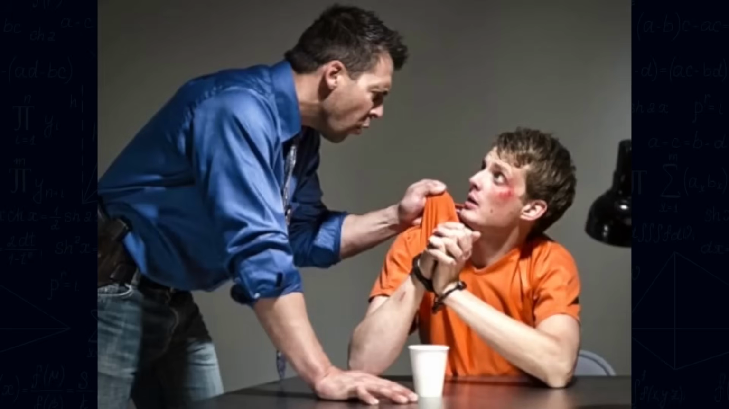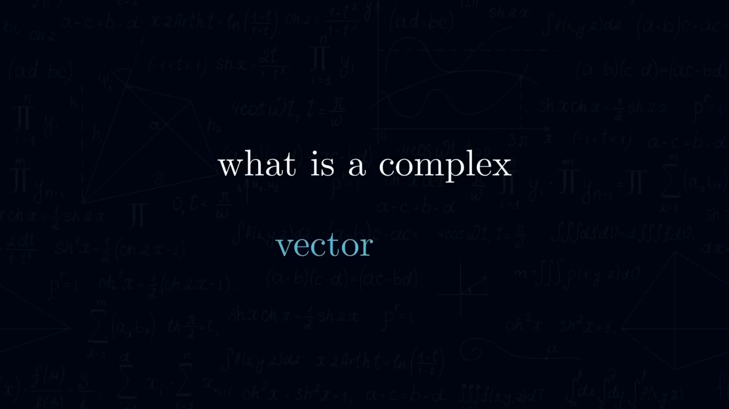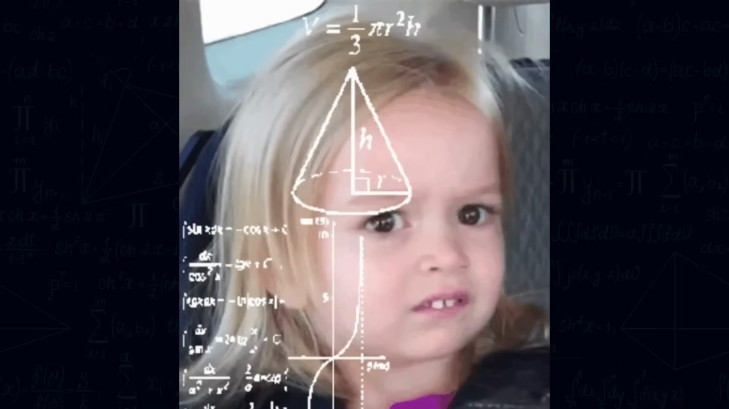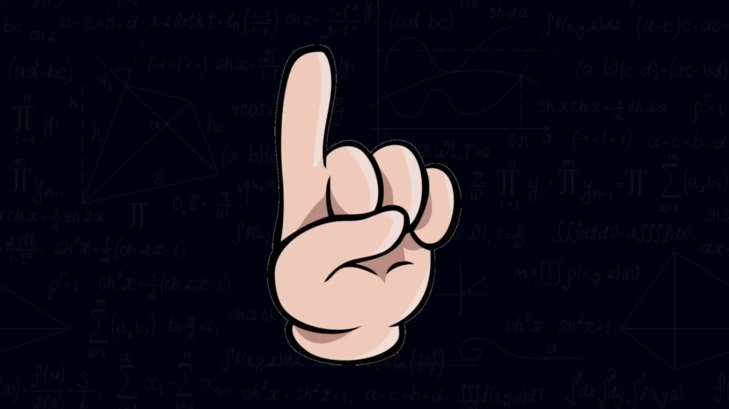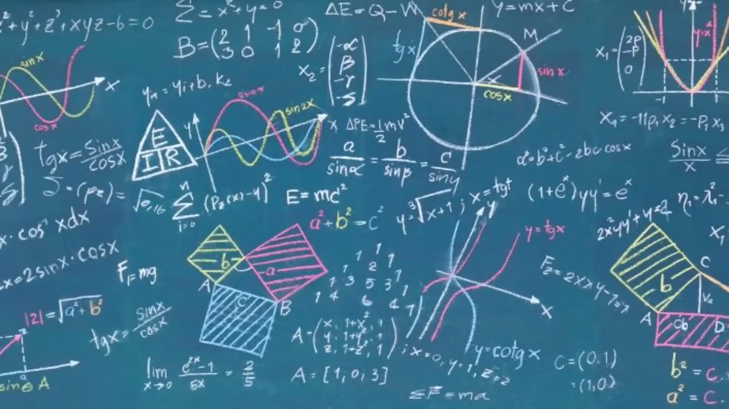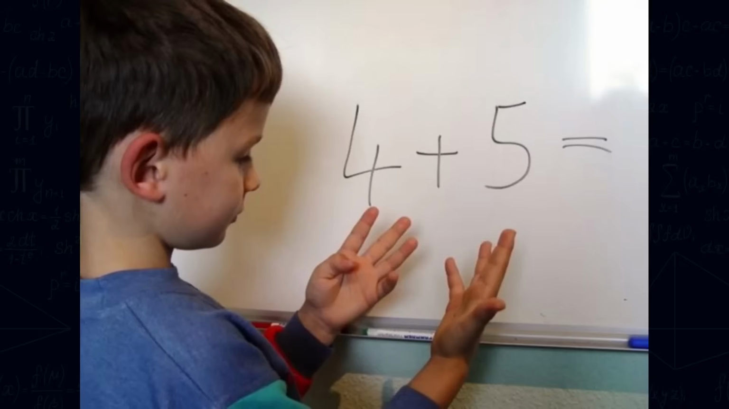So let me ask you something. What is a complex vector field? What about a complex 4-vector field? It's already hard enough to visualize higher dimensional fields, let alone complex ones. But here's the twist. Mathematically speaking, the treatment is remarkably simple.